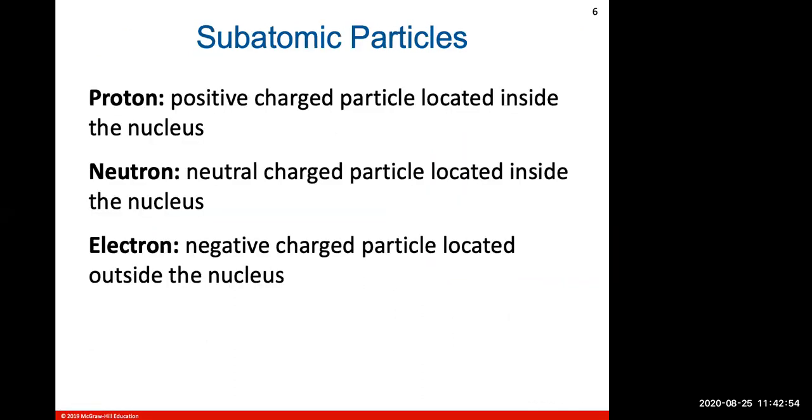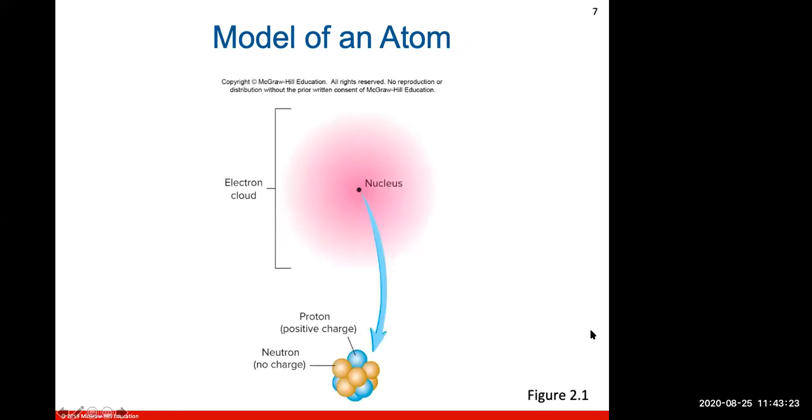Okay, so this explains those subatomic particles, as we call them, because they are the particles that make up an atom. The proton is the positively charged particle located inside the nucleus of an atom. The neutron is neutrally charged, located inside the nucleus, and the electron has the negative charge, and that's located outside of the nucleus in the orbital cloud that surrounds the nucleus. Again, this shows the model of an atom. Here's the electron cloud orbiting the nucleus that they've zoomed in on here, showing the proton, which has the positive charge, and the neutron, which has no charge.